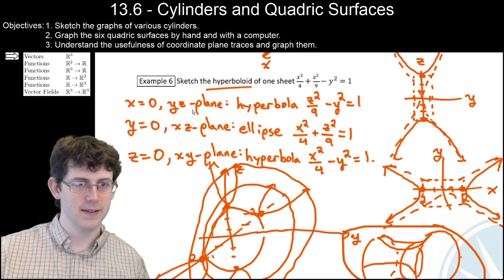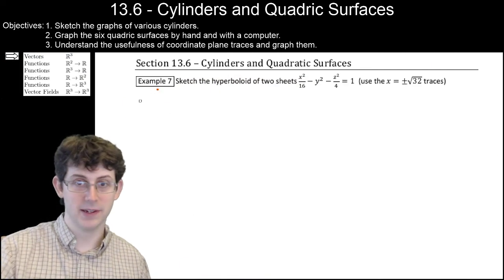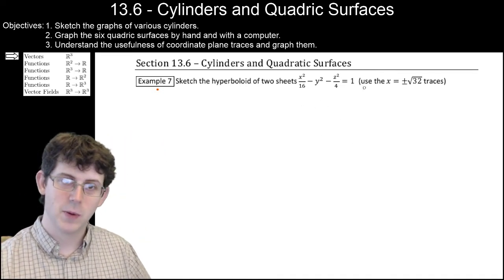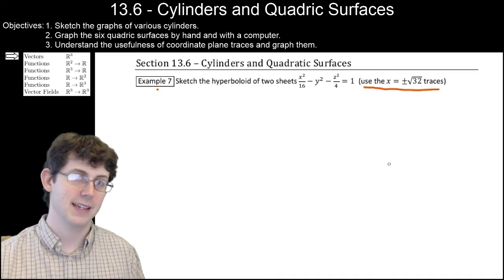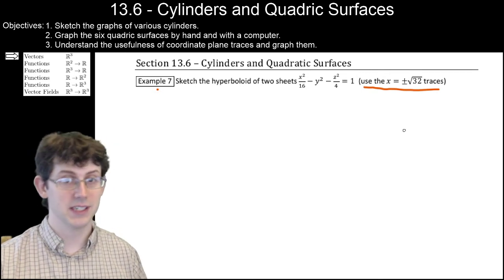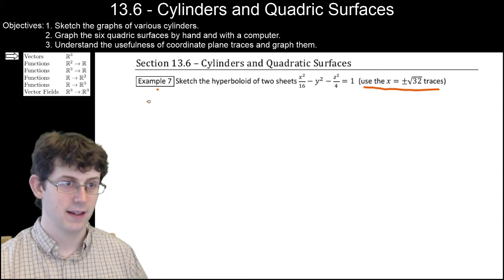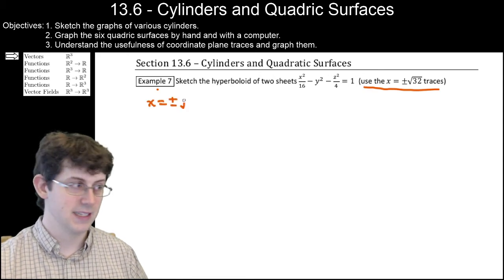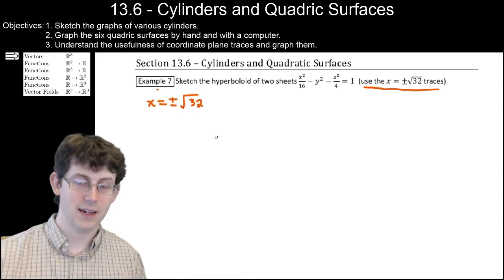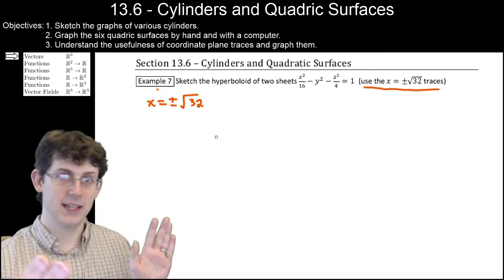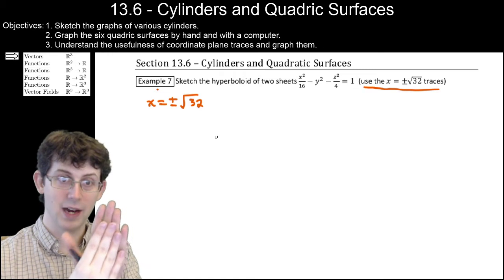Let's keep it moving. This one is a hyperboloid of two sheets. If anything really weird is going on, then the question will give you a hint that says, hey, maybe instead of trying x equals 0, you should try this. Okay, well, let's try it. X equals plus or minus the square root of 32. These are planes that are out at certain x values instead of looking at the actual yz plane.